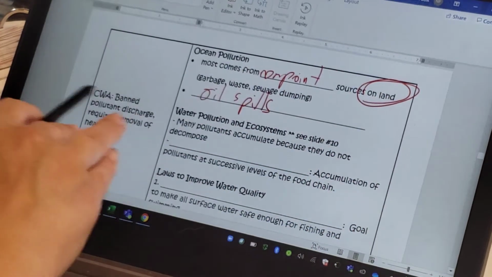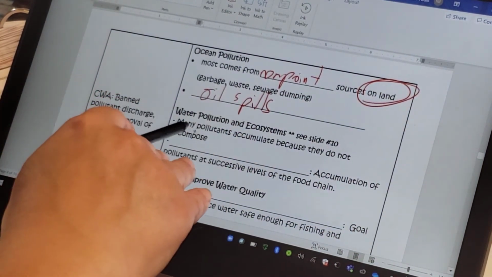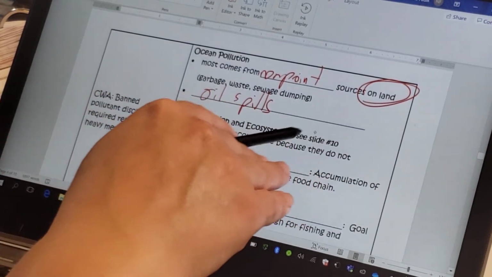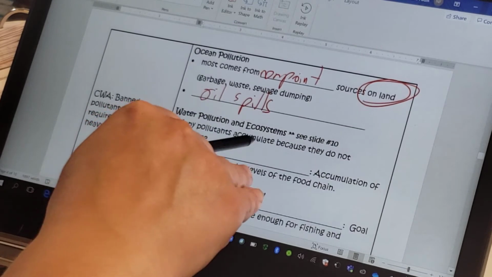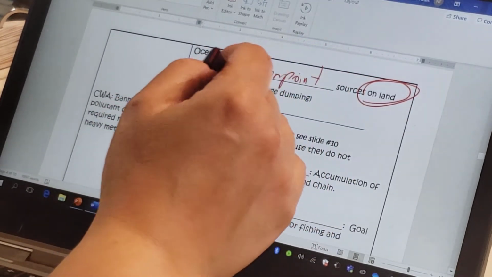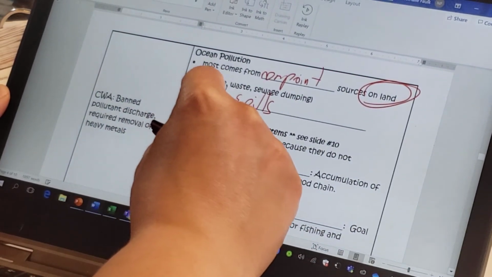Water, CWA, banned pollutant discharge, required removal of heavy metals. Clean Water Act. CWA stands for Clean Water Act. Apologies for that one. Many pollutants accumulate because they do not decompose. That is a huge problem. Then we have biomagnification. Okay.